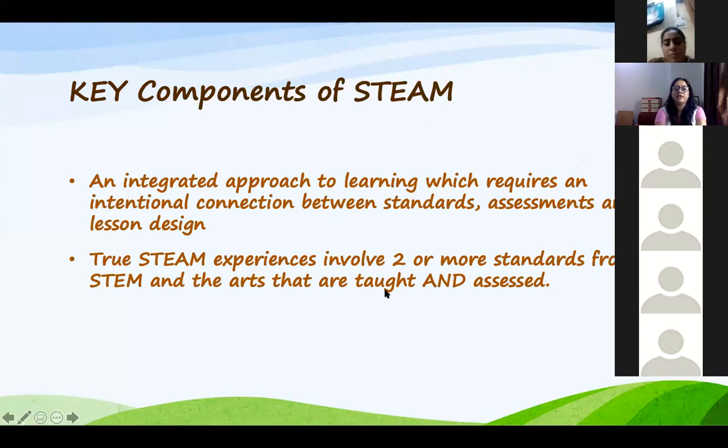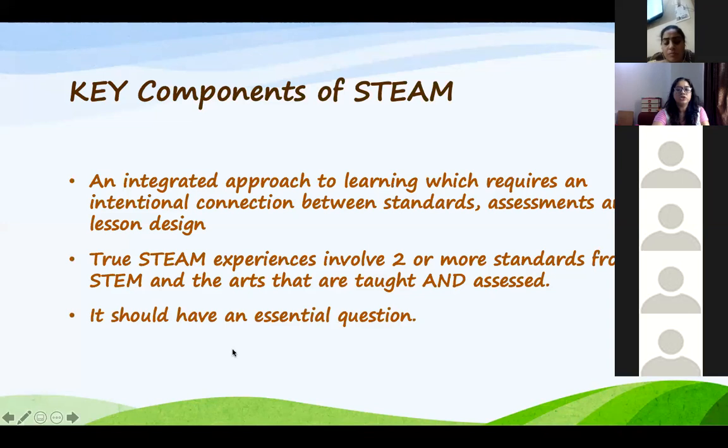Yes, so that is one more thing. True STEAM experiences involve 2 or more standards from STEM. So अगर आप STEAM की बात करें, if you say any activity अगर वो STEAM के अंदर आ रही है या नहीं, how do you check it? It should be at least part of science, technology, engineering or mathematics. अगर वो इनमें से किसी का भी हिस्सा नहीं बन रही है, so we don't count it as part of STEAM. It is an activity that you're doing, but it is not basically a STEAM activity. So that's how you have to classify it. Then it should have an essential question. If you're doing an activity and it does not have a question, please don't do that activity, because you are just passing away time, but you're not utilizing that time properly. So it should have some essential question.